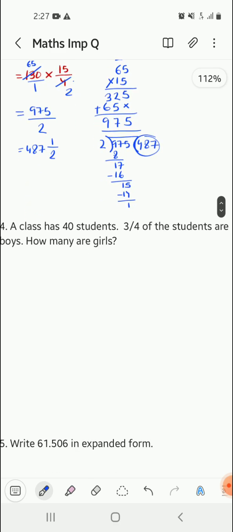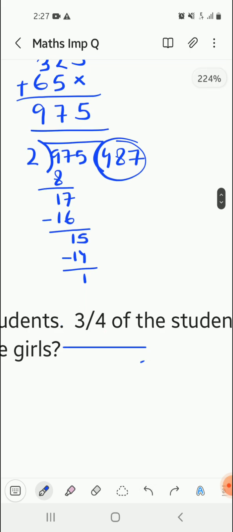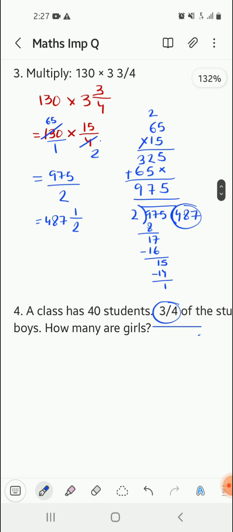Moving on to the next question. A class has 40 students. 3 by 4 of the students are boys. How many are girls? Technically, if it is 3 by 4, the whole thing is 4. There are a total of 4 parts, out of which 3 by 4 students are boys. So therefore, what is the fraction of girls?